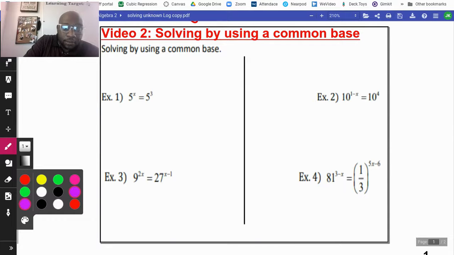All right, so what are we going to do today? Video two is just a continuation of video one, but this time we're solving by using a common base. It's all about the common base.